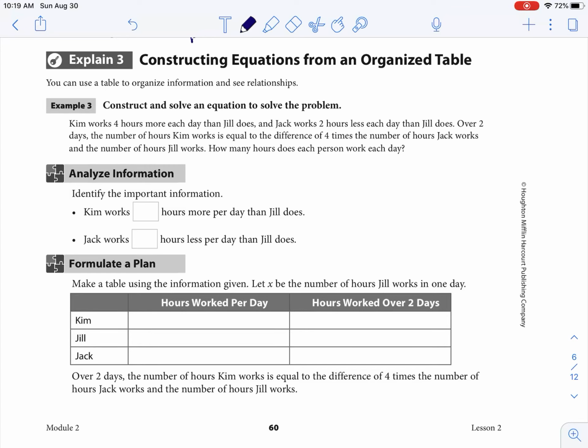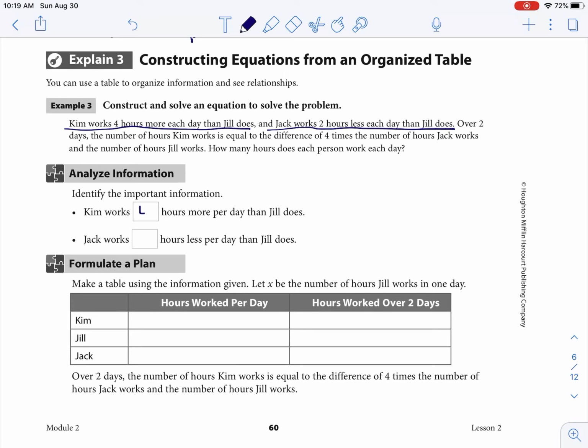Okay, so for the second part of today, we're looking at Explain 3, and it's basically doing the same thing, but using a table to help us organize our information. They want us to work with a situation here. They say Kim works 4 hours more each day than Jill. Jack works 2 hours less each day than Jill.